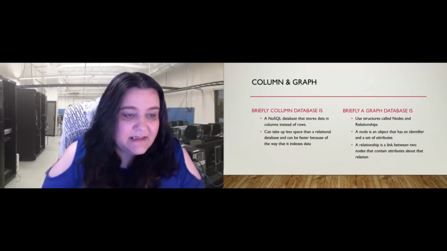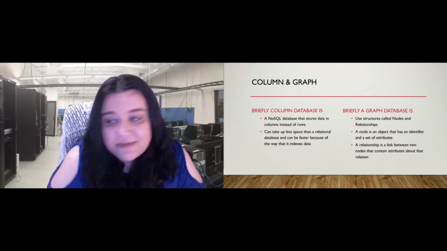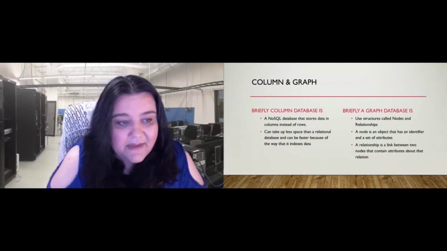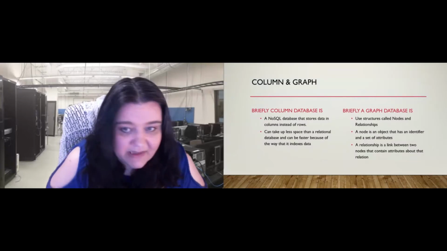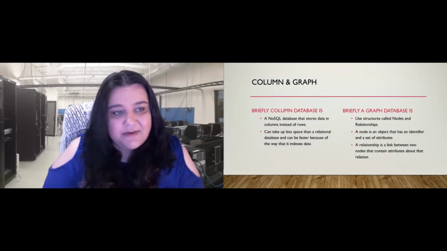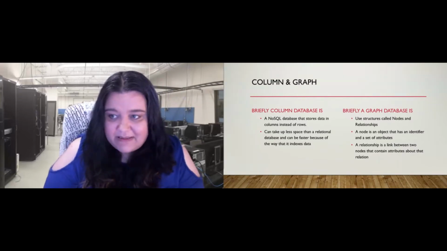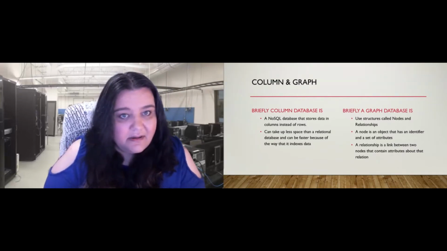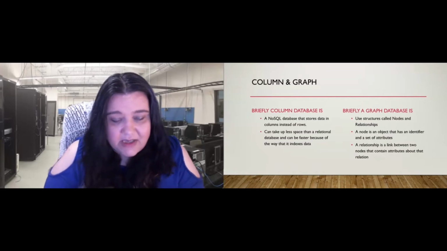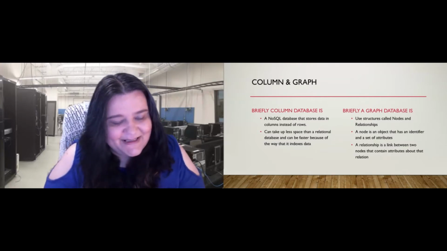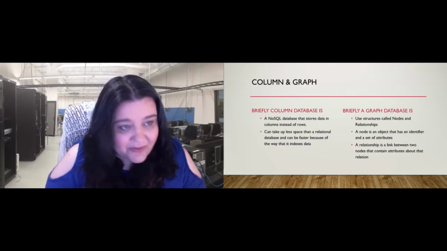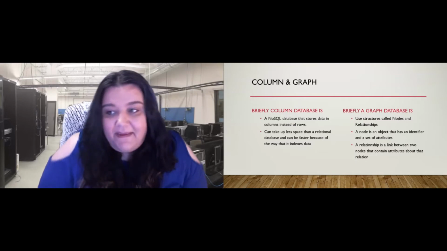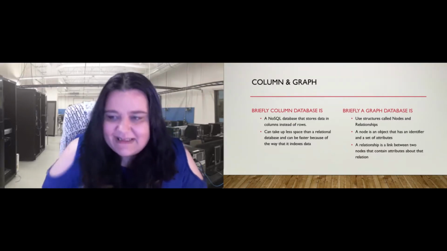A column database is a NoSQL database that stores data in columns instead of rows. They take up typically less space than a relational database and are faster because of the way that it indexes data. So column and graph databases are a lot more complex than our simple key value and document databases. And really, you could do a whole session or a whole presentation or a whole lecture or even a whole course on these types alone. So that's why I'm just going to go lightly into these.